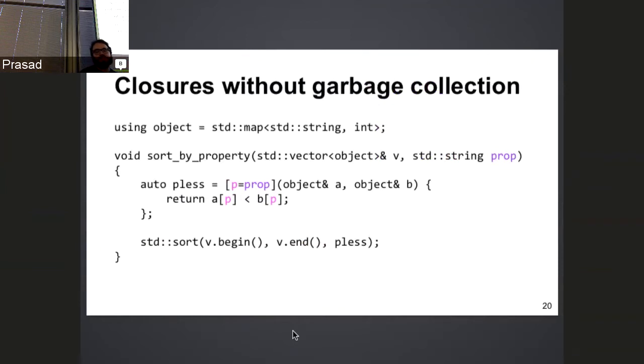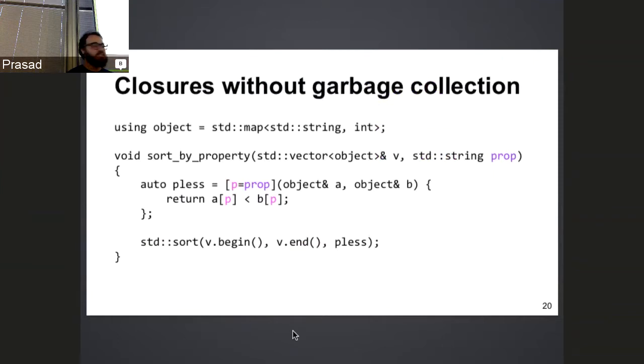So here's an example. I'm calling this sort by property. What this does is it's going to take a vector of what you can think of as JSON blobs, except that I'm simplifying them and saying that they have string keys, and then they just have ints on the right hand side. So an object is a map from string to int, and I've got a whole array of these objects that I want to sort by the value associated with one of these keys. So I'm going to pass in the property's name, or I guess the key's name would be another way to put it, as a std string.